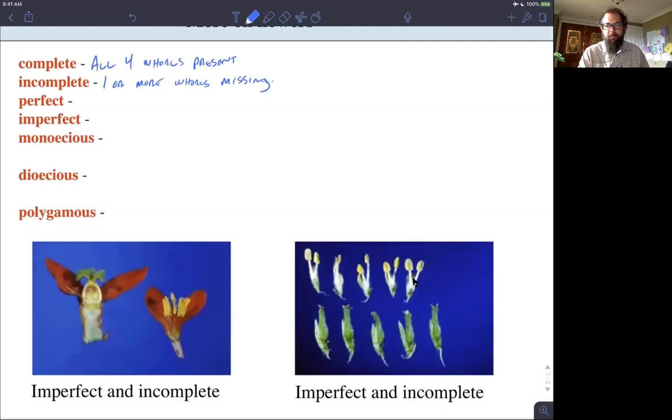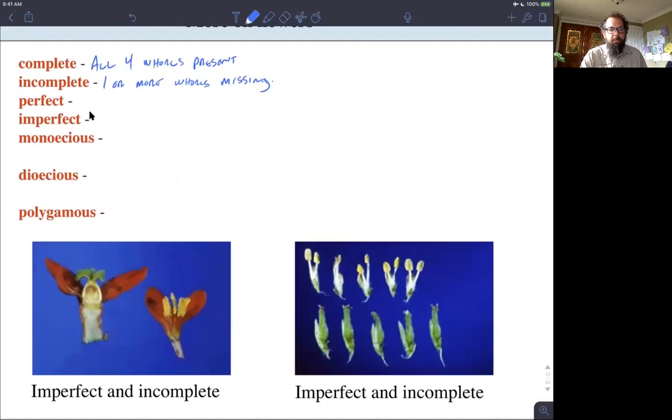In the case of the male flowers, just the androecium, just those stamens. In the case of the female flowers, just this pistil. It's a compound pistil made up of a couple of carpels, but just the pistil is all that is left. There's no petals. So these are incomplete flowers.